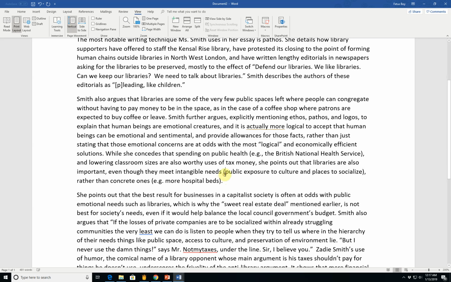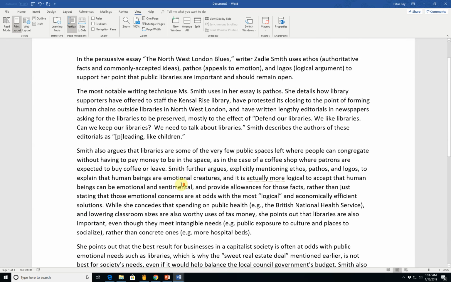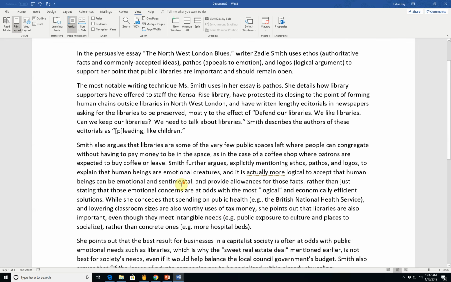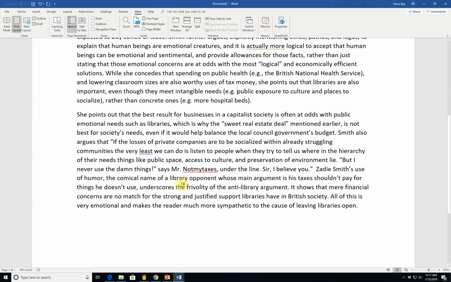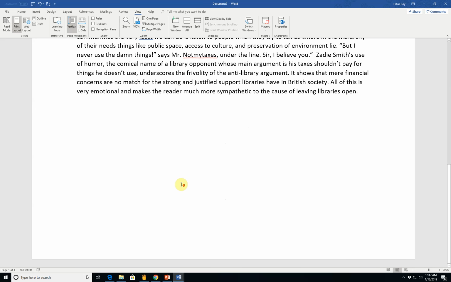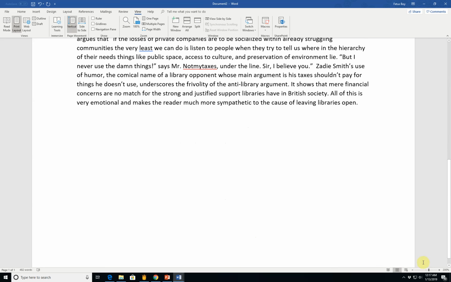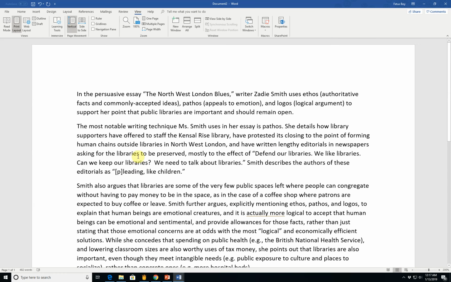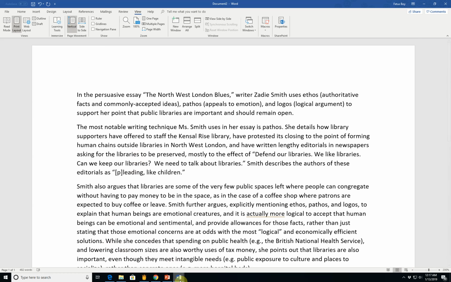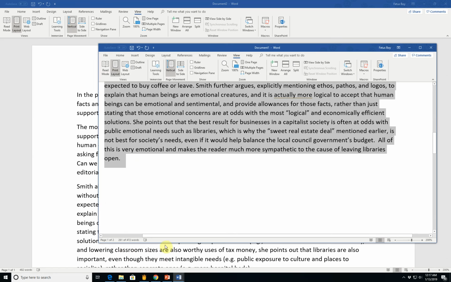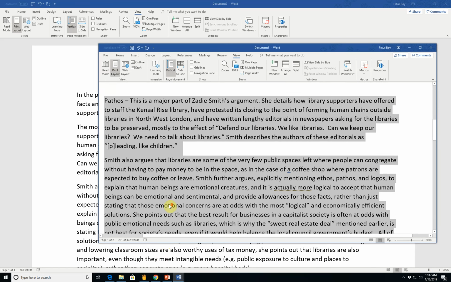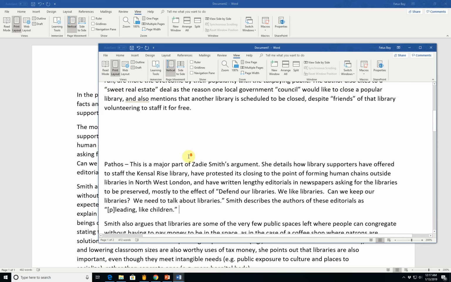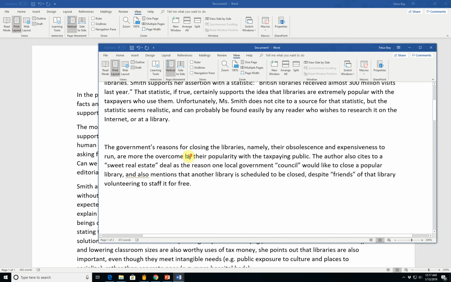Okay, so we provided an example here. All right, and persuasive essay, North London Blues. All right, I've got about 13 minutes left here according to my computer clock. So let's go to the next thing we have here, which is Ethos.